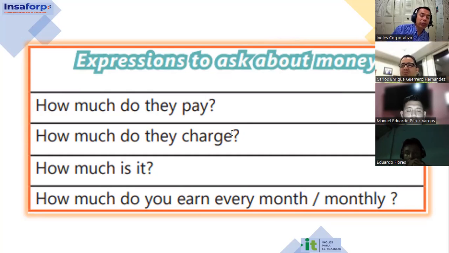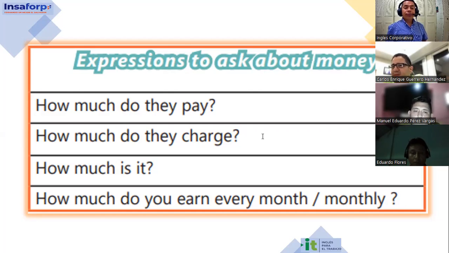Okay, very good. Now, repeat after me, please. How much do they pay? How much do they charge? Charge. How much is it? How much is it? How much do you earn every month? How much do you earn monthly? Monthly? Okay, good. Any question?